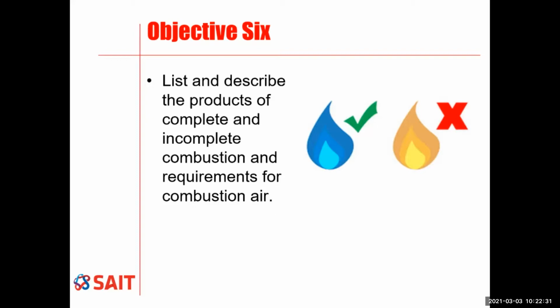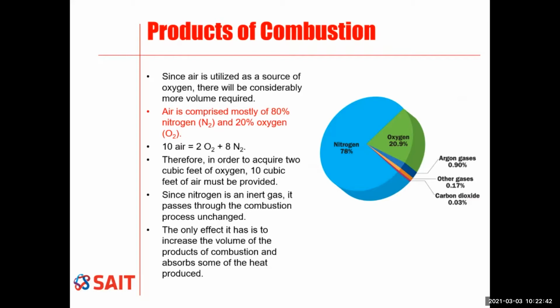So, objective 6. Oh, we're getting close. List and describe the products of complete and incomplete combustion. So, air is 80% nitrogen, 20% oxygen. And here is a little pie chart of air and what air is. So look at carbon dioxide, 0.03%, other gases, argon gases, etc.